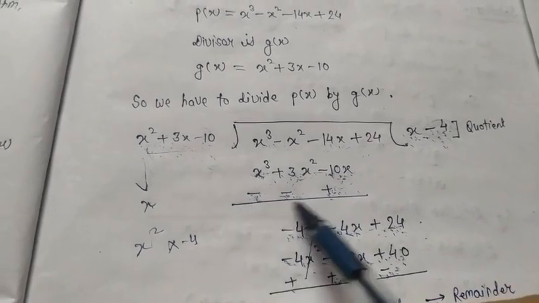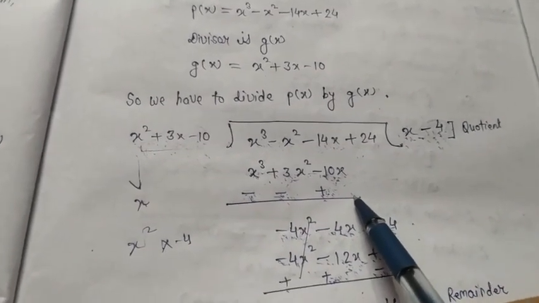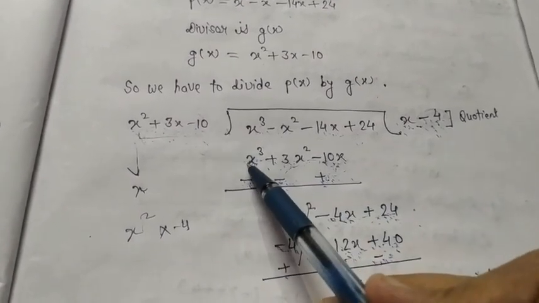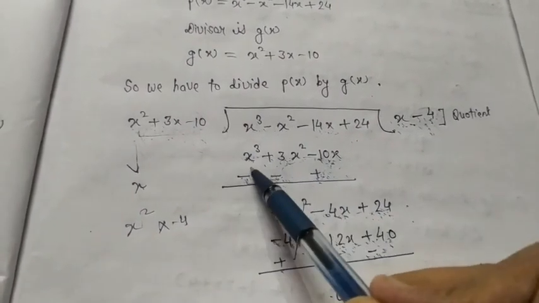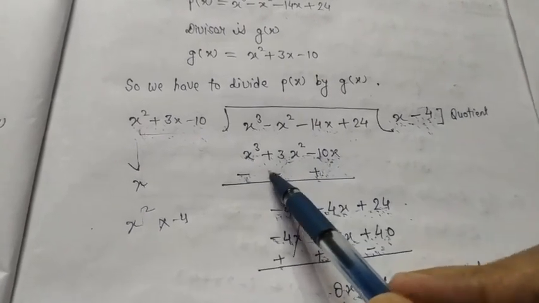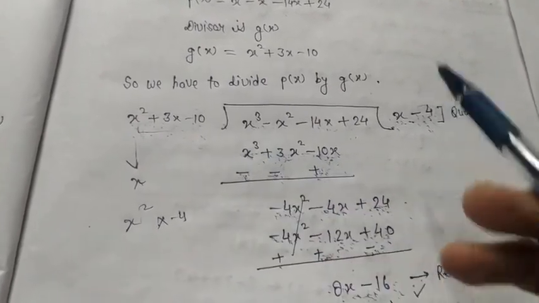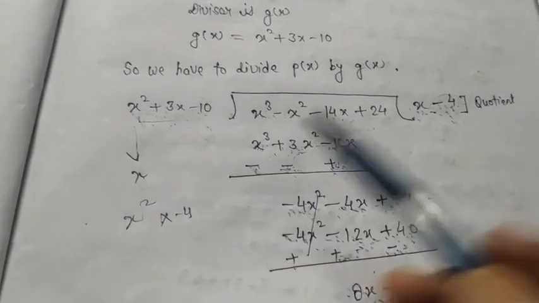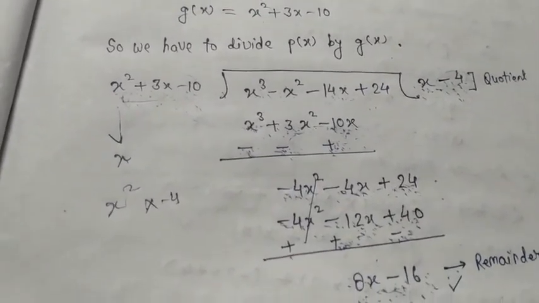Okay, now the main thing is the changing of the sign. First we will see the sign of these terms. Second one, x cube is positive, 3x square is positive, minus 10x is negative. So when we divide, their sign changes. Okay, so x cube sign will be minus.